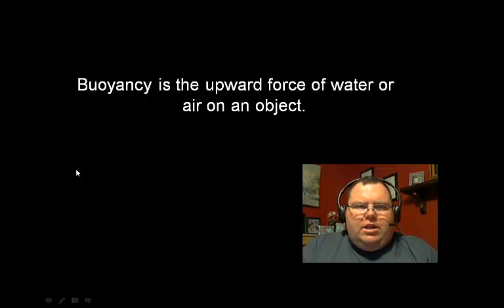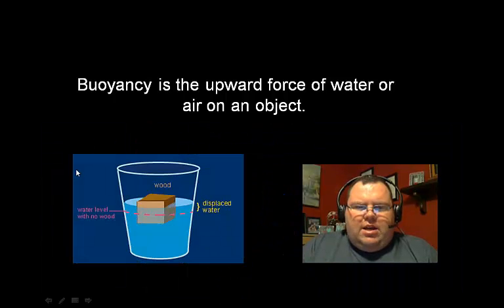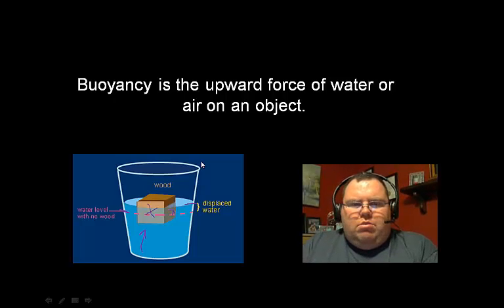Next thing we're going to look at is buoyancy. Buoyancy is the upward force of water or air on an object. In this example, we're going to be looking at the upward force of water. So we have water pushing up here. If you look right here, this was the original level of the water. Now our water level is up here now that we've added this piece of wood. The difference between here and here is what we could call displacement of water. That displacement of water is what is allowing it to float.